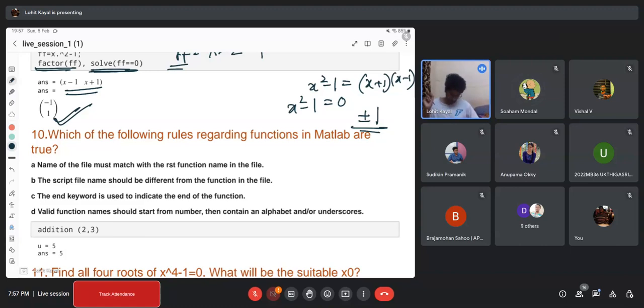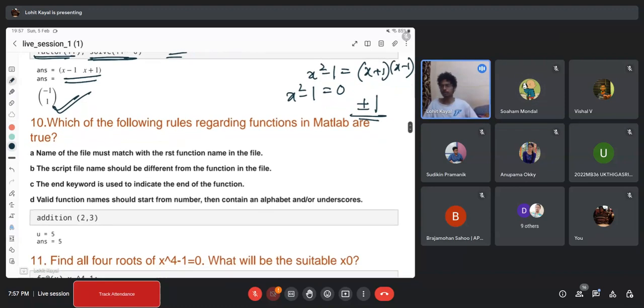Okay, now one small question regarding the function. We will do many things about functions later. This is just a small introduction. Now here I have written a function. To write a function, please remember the syntax.